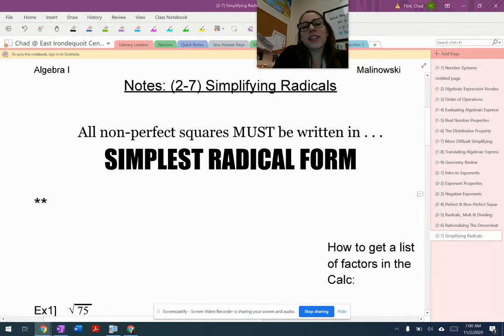Notes 2-7, simplifying radicals. This is for algebra 1. So all non-perfect squares must be written in what is called simplest radical form.